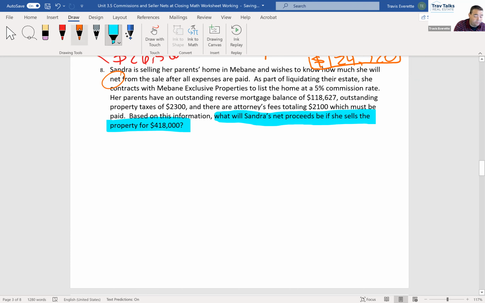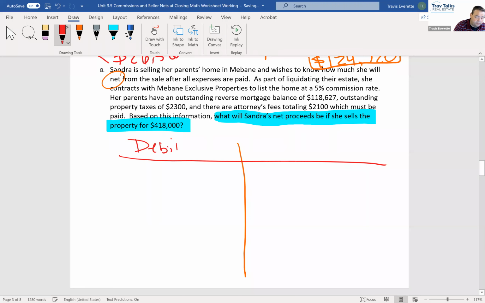So what we're going to do, folks, is set up our two columns here, and we're going to have on the left-hand side our debits, and on the right-hand side, we're going to have our credits. So let's start going through this.